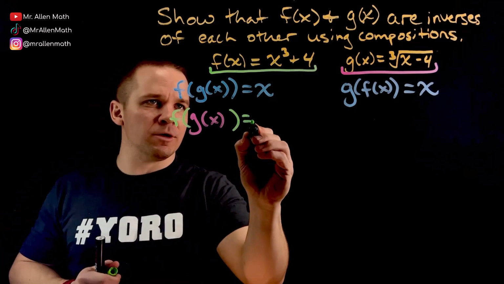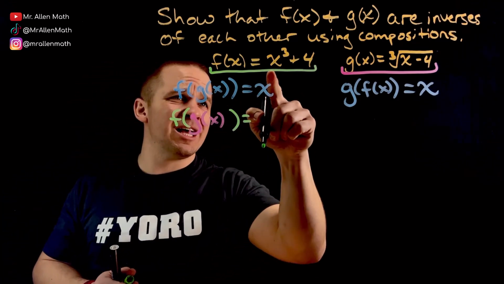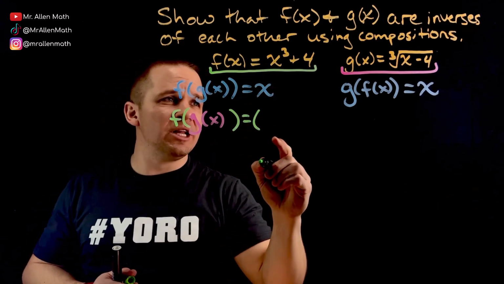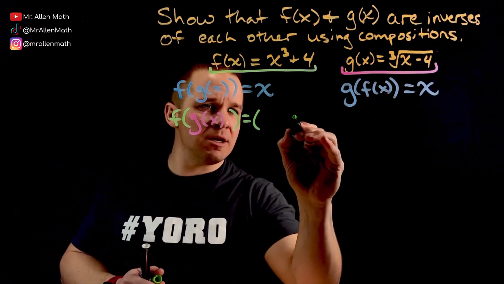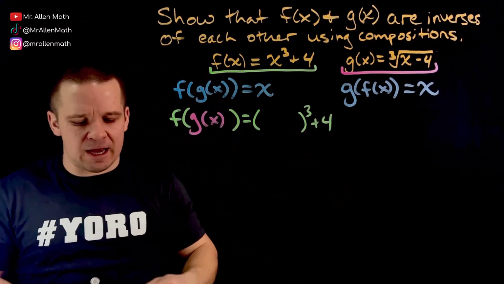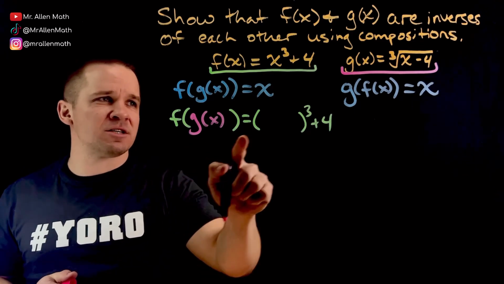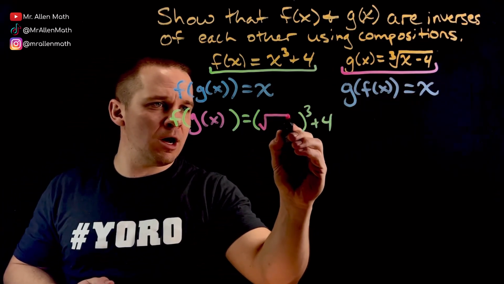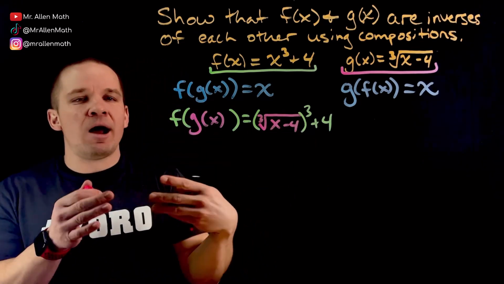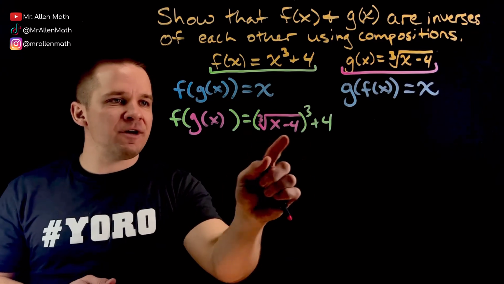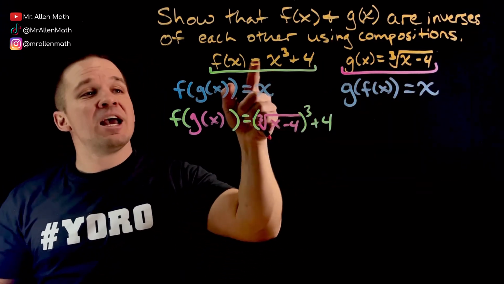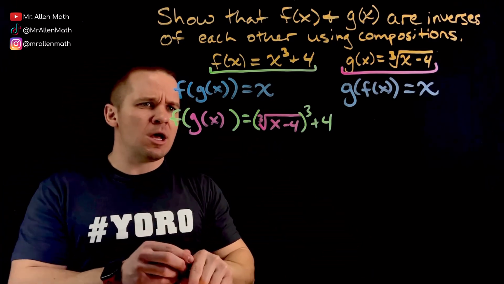Well, this equals my f of x function, which is something cubed, and I got to plug that g of x in for that x. So I'm going to leave a little bit of space here. This is going to be cubed, and then we have plus 4. So that plus 4 stays the same. But now I got to take this g of x function, which is the cube root of x minus 4, pop that cube root there. Now I have my composition. My g of x function has been substituted in for the x in my f of x function.